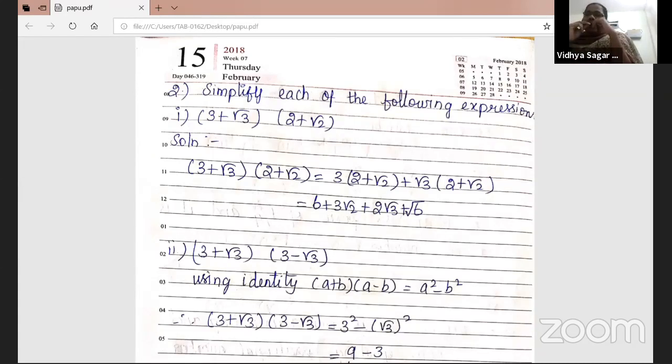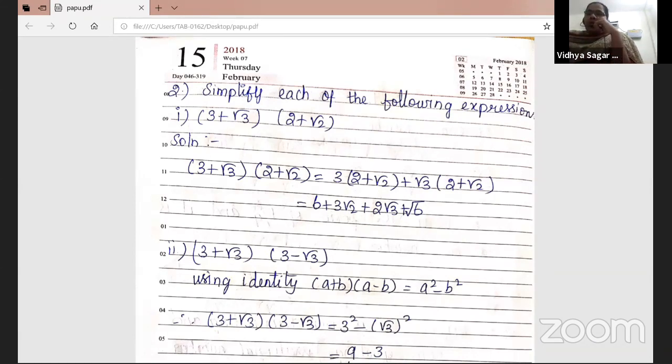Okay, once again I will repeat. See, 3 plus root 3 into 2 plus root 2. 3 into 2 plus root 2 plus root 3 into 2 plus root 2. You just multiply. 3 2s will become 6. 3 root 2 plus 2 root 3 plus root 3 into root 2 will become root 6.